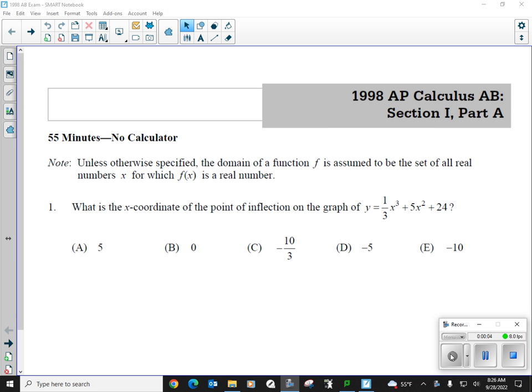Okay, if you're here, you want to do or look at or review the 1998 AP Calculus AB examination.